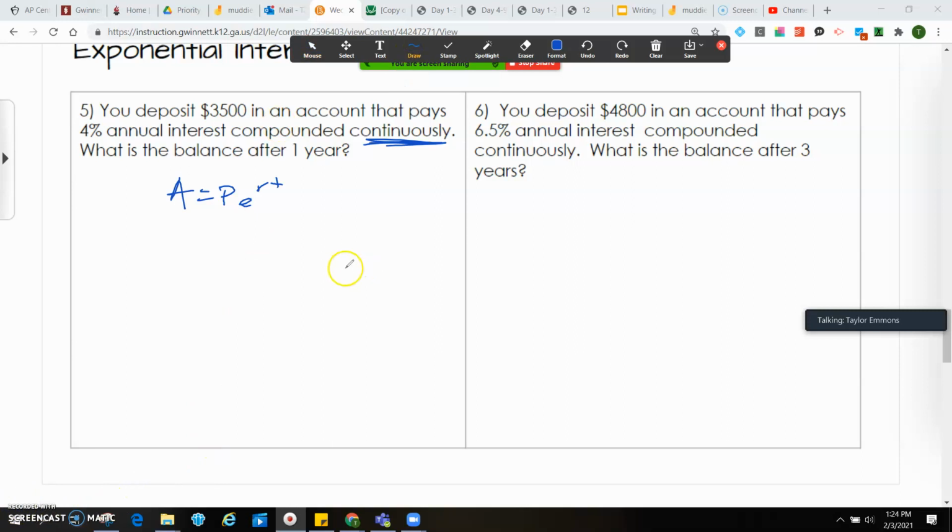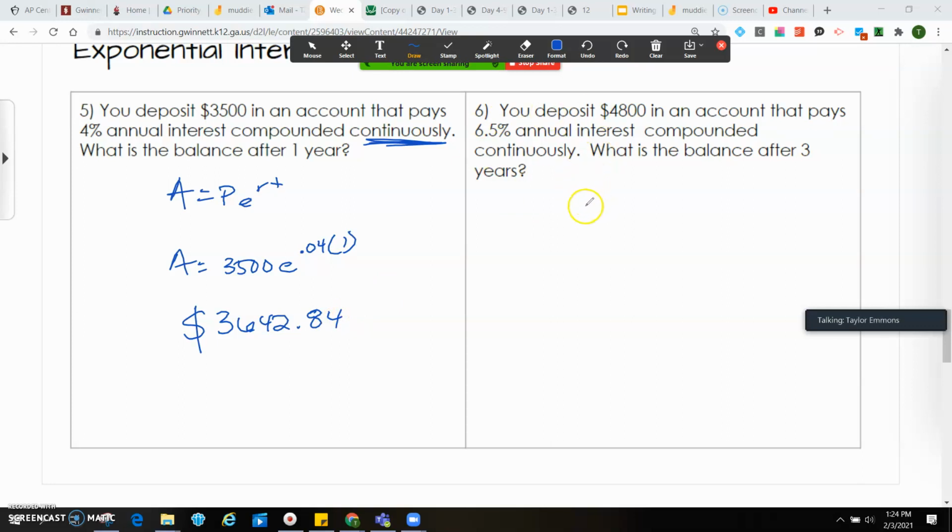Alright, so let's walk through it. You've got an initial amount of 3,500, e raised to the 4% or 0.04, and after 1 year. When you go into your calculator, if you have a TI-83 or a TI-84, if you hit second and then ln, which is on the left-hand side, that'll get you that e, and then you'll get 0.04 times 1, which will give you $3,642.84. So you make essentially $142.84 in 1 year for doing nothing. That's pretty dope.